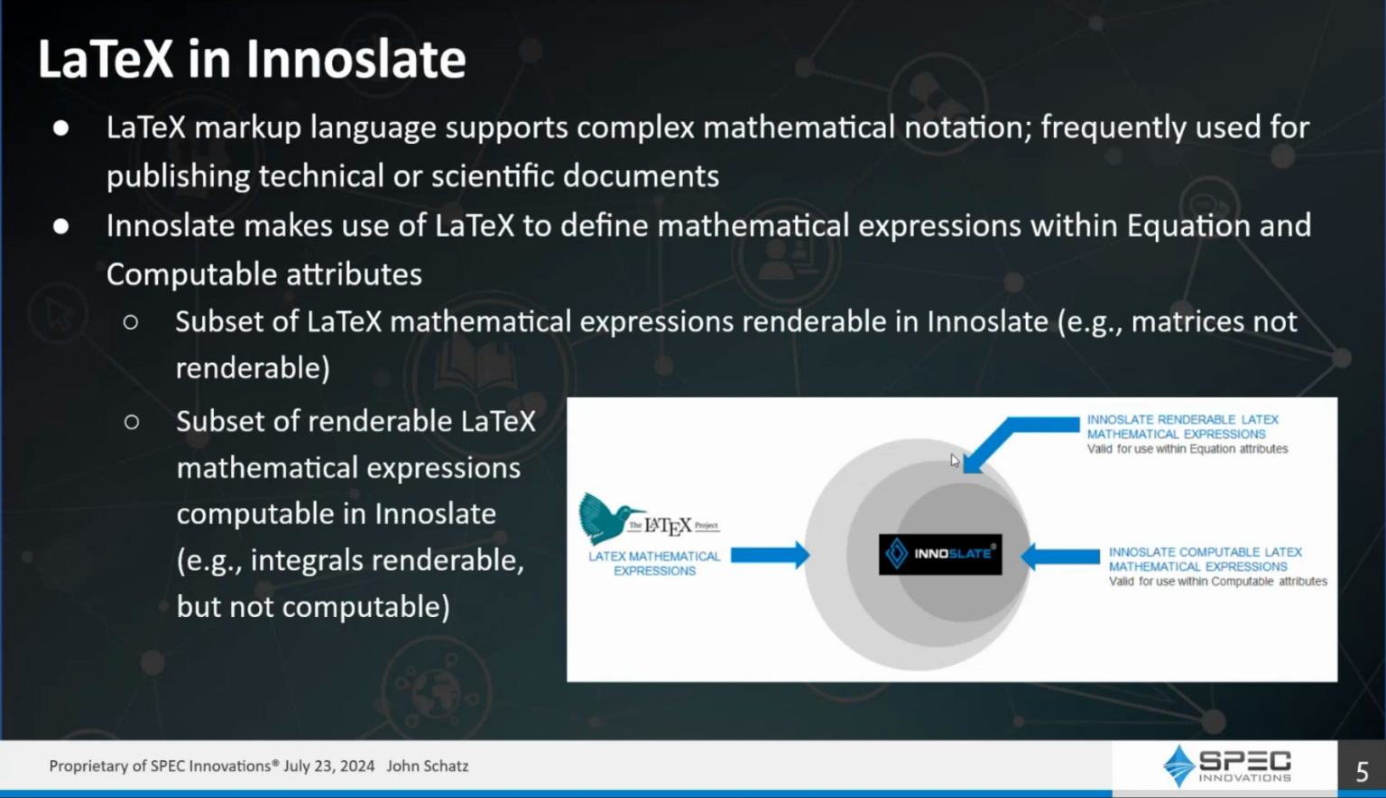So looking at these circles here, there's the overall amount of LaTeX mathematical expressions. There's the ones that we can render, and then there's also a smaller subset of those that are ones that we can execute. So, for example, we can render integrals, but we cannot compute integrals. So, the types of things that we can typically compute are things like square roots, powered roots, powers, algebraic expressions, trigonometric functions, those type of things.